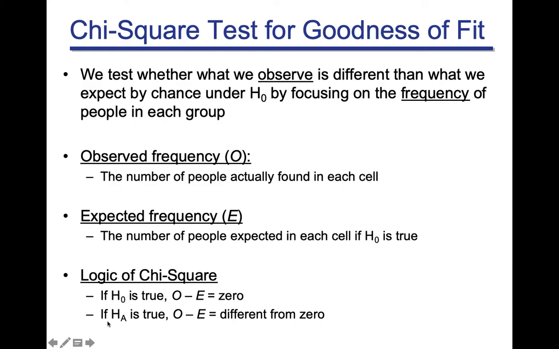However, if the alternative hypothesis is true, the difference between what we observe and expect would be something different than zero. In other words, if people do prefer Pepsi, we're going to expect more than 25 people to pick Pepsi, in which case what we get in that cell of the design is a difference that is greater than zero, looking at the difference between what we observe and what we expect.